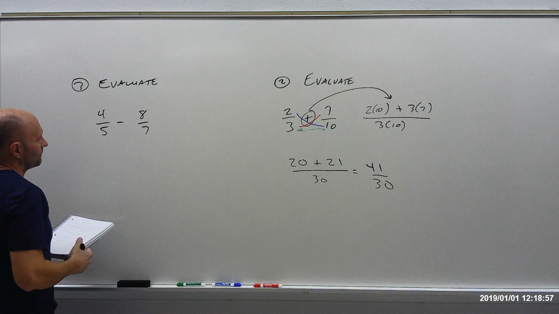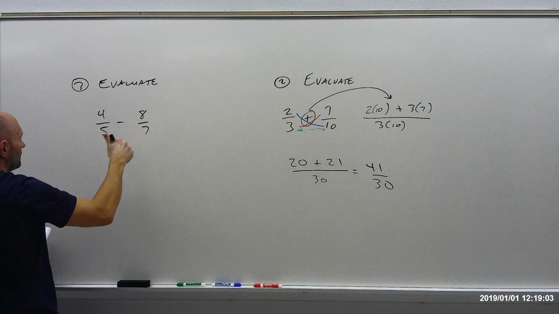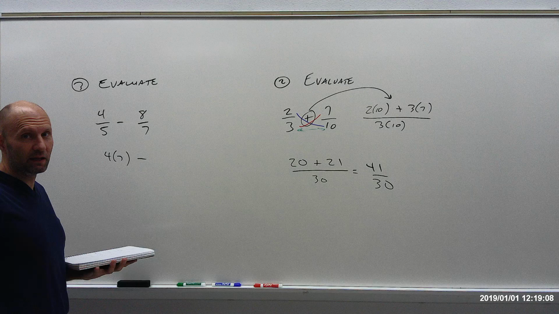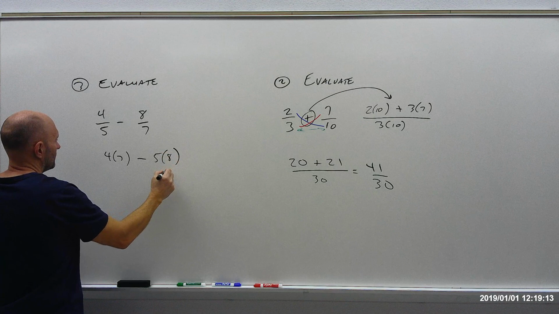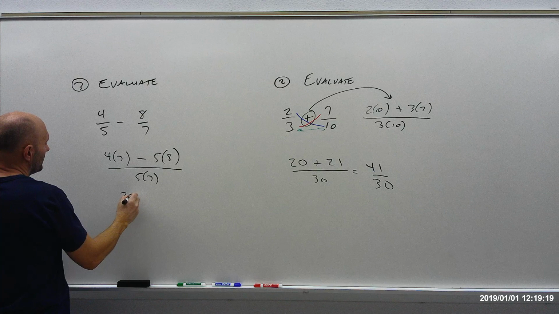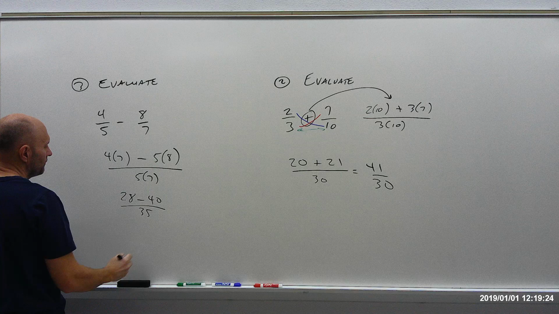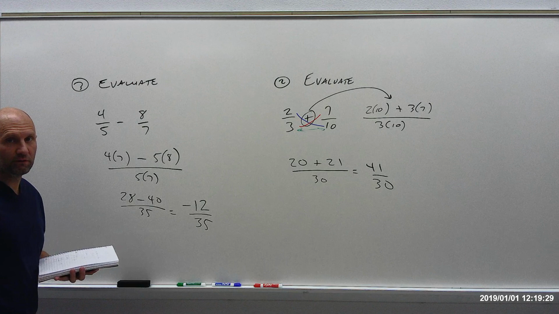If we follow this same method, we go upper left and lower right first, so 4 times 7 minus, and be careful here because anytime we have a negative in the problem, that's potentially an issue, 5 times 8 all over 5 times 7. So this becomes 28 minus 40 all over 35, which becomes negative 12 over 35 as our final answer.